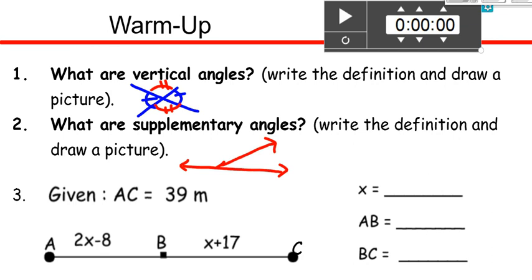And then example 3, I've got a big line segment that's equal to 39 meters, and then I've got two littler line segments that one is 2x minus 8, the other one is x plus 17. Nowhere in my given information or in my drawing does it give any indication that the two line segments are congruent or that B is the midpoint. So the only thing that you can do is set up your equation as 2x minus 8 plus x plus 17 has to equal 39. And then you can go ahead and solve for x and find the length of each of the line segments.